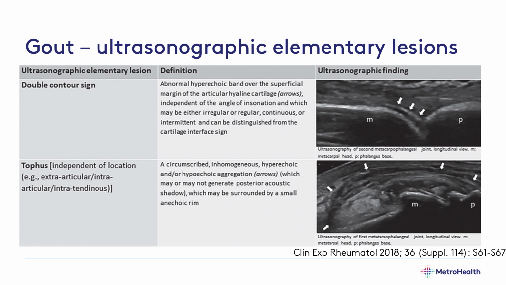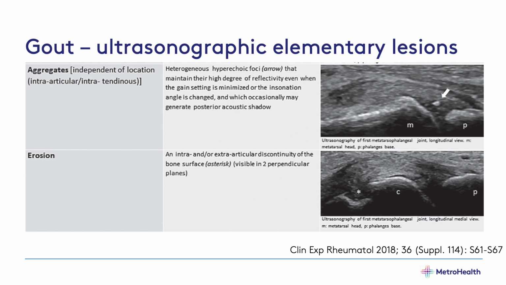So there's nothing particularly specific about it. Although in this example here, you see that this joint, what looks to be a metatarsal joint, has a double contour sign in it. That's double contour sign, and that's tophus.